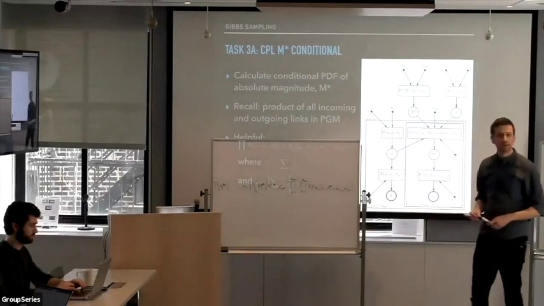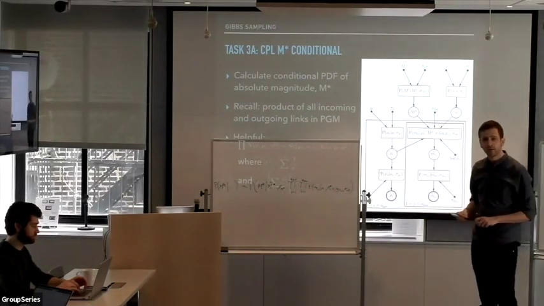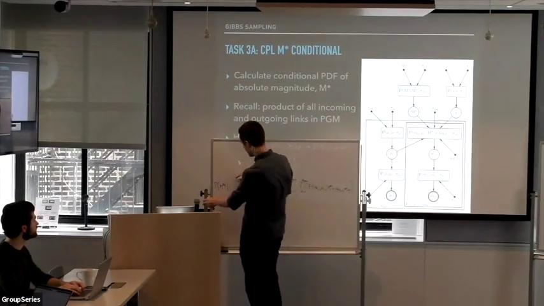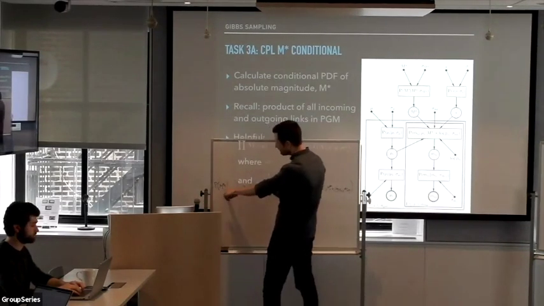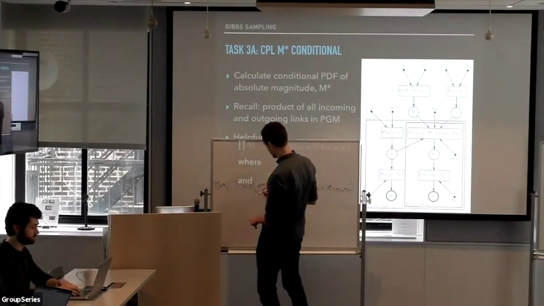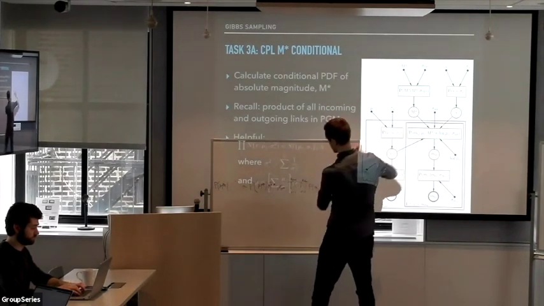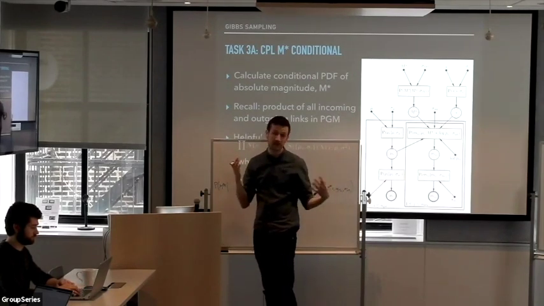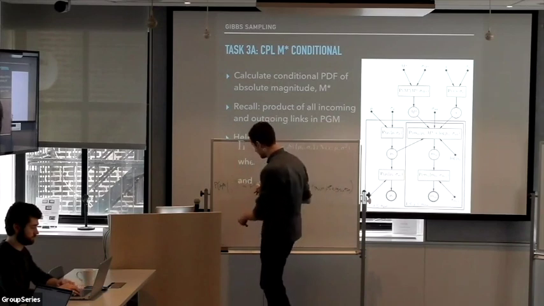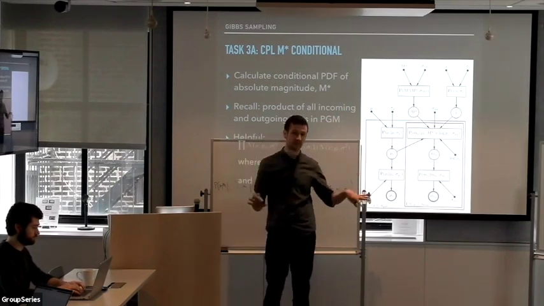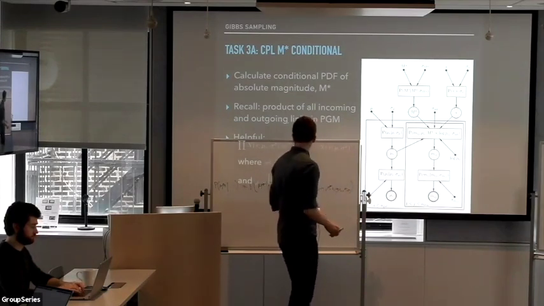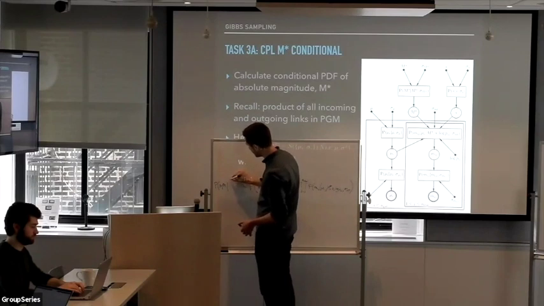What's the difference between the left-hand side of the proportionality sign and the right? Yeah, I should have written it out. So this is the probability of m star conditional on everything that kind of feeds into it. So it's of everything else in the entire network, of all other parameters and data.